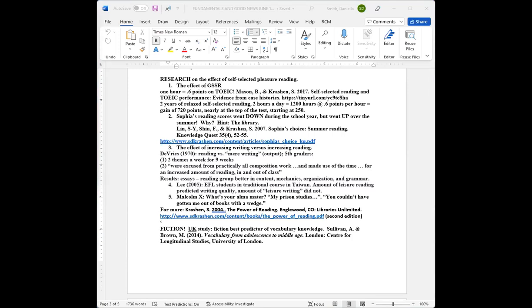They would give students a reading comprehension test in the fall. So if you look at me, here's the fall. Then they would give them another reading comprehension test in the spring. They would expect the students to get better. Not with Sophia. She got worse. Her fall score was up here. Her spring score was down there.